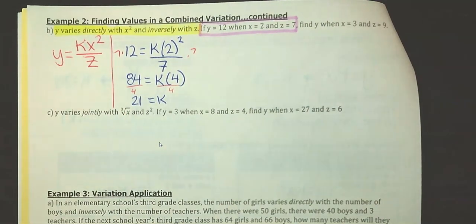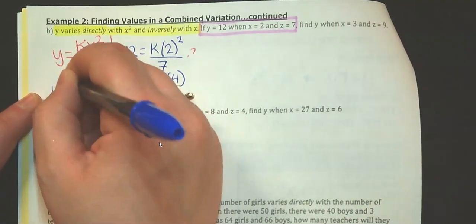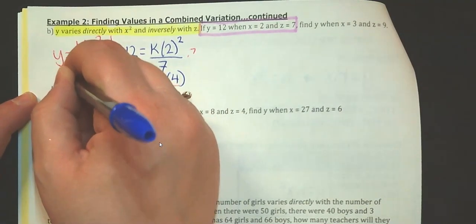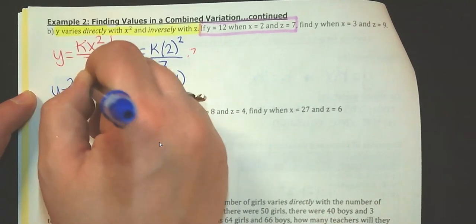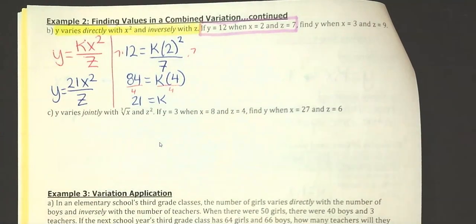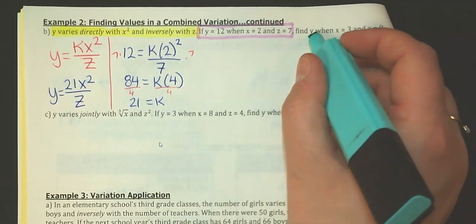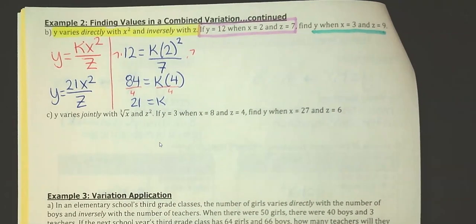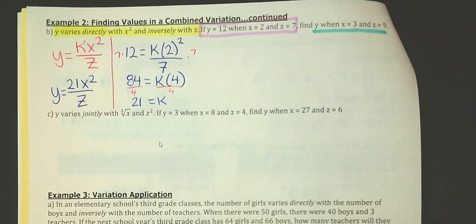Now, I'm just going to real quick go back to where we wrote this initially. So for our situation here, this would be y equals 21x squared over z. So we now know the constant of variation is 21. Then they're going to ask you this secondary question. So they're going to ask you to find, let's see, we're going to find y when x is 3 and z is 9.